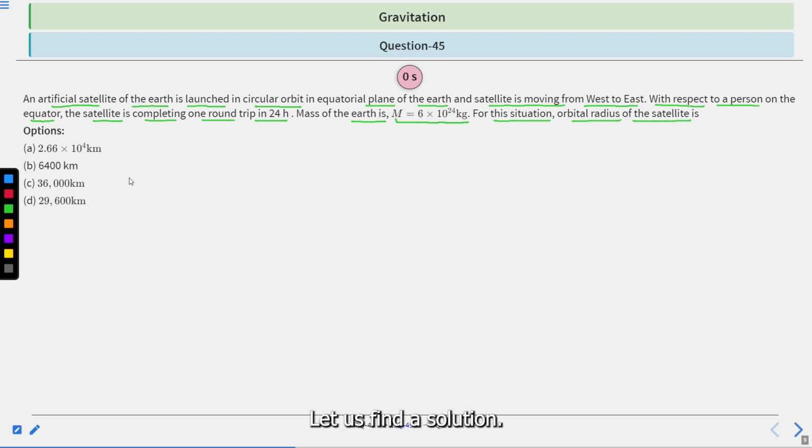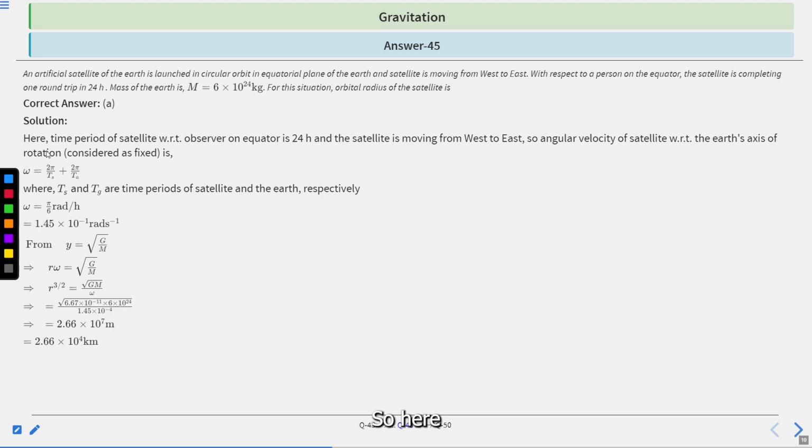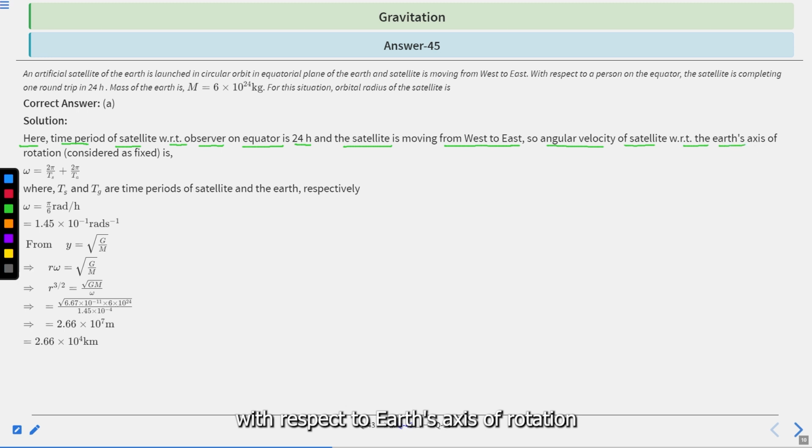Let's find a solution. So here the time period of the satellite with respect to an observer on the equator is 24 hours, and the satellite is moving from west to east. So the angular velocity of the satellite with respect to the Earth's axis of rotation, considered as fixed, is this.